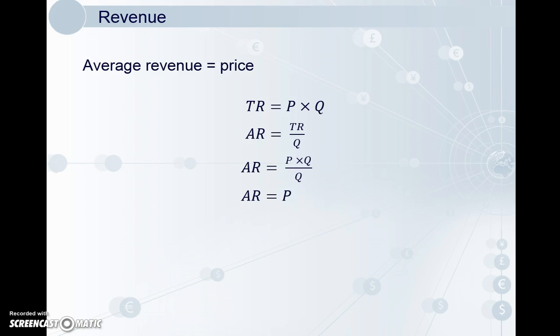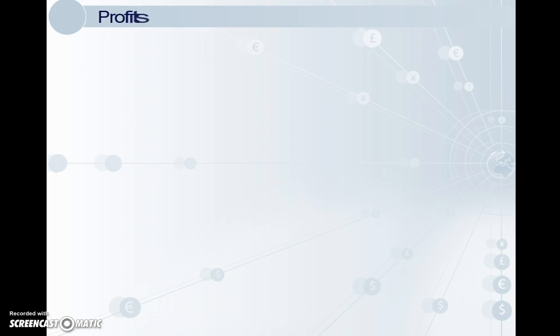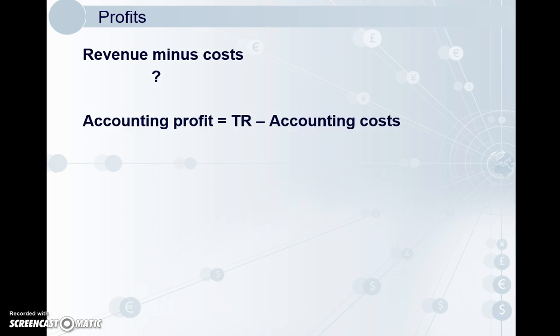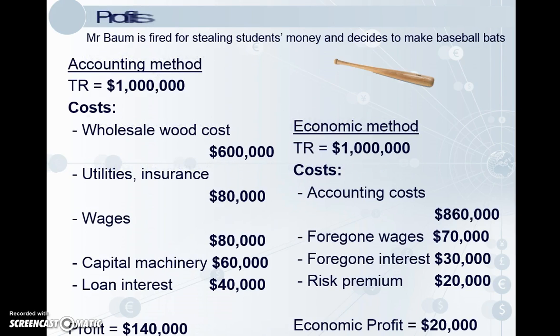Now moving on to profits. We all know that profit equals revenue minus costs, right? Well, kind of. That's what we call accounting profit. Revenue minus all explicit costs. Economic profit, however, is total revenue minus all explicit and implicit costs. That is, total revenue minus economic costs. Let's work through an example.